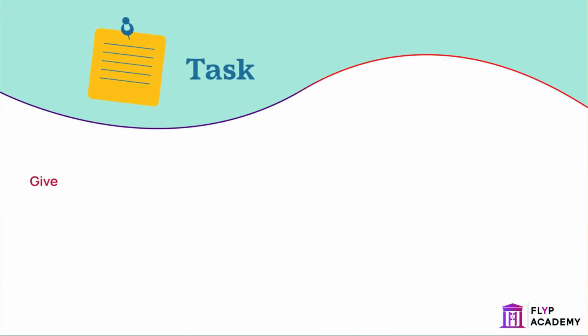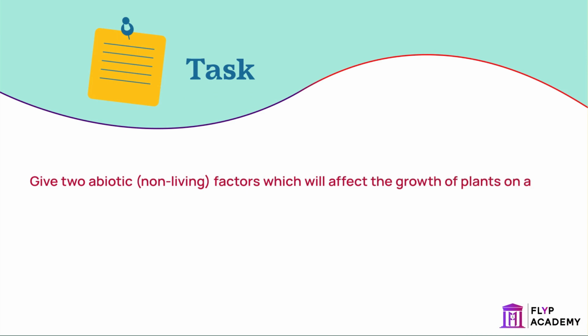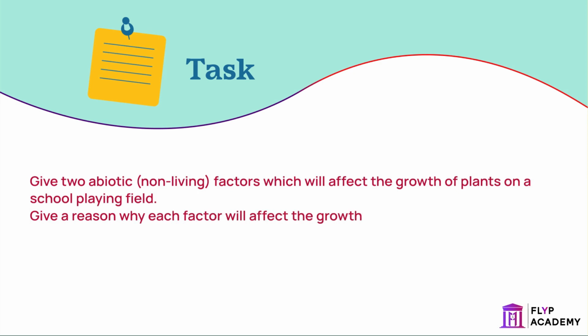Task: give 2 abiotic, non-living factors which will affect the growth of plants on a school playing field. Give a reason why each factor will affect the growth of the plants.